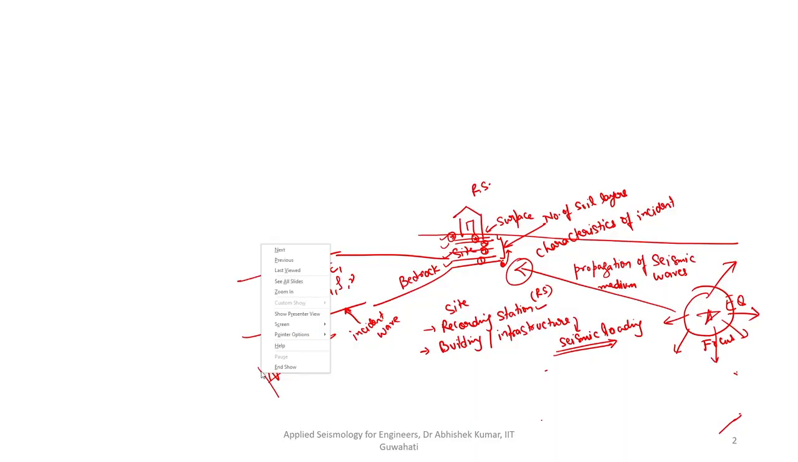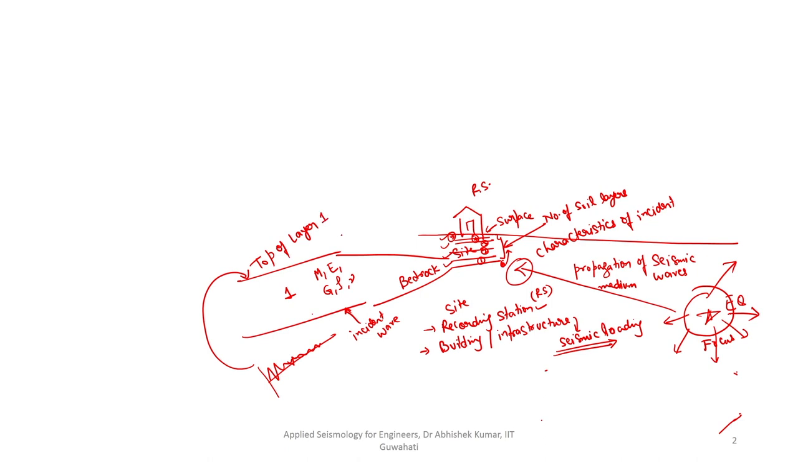As a result, when this particular motion will be transferred from here to the top of the layer, top of layer 1, remember this is not the top of overall stratification, this is not the surface, this is the top of this particular soil layer. The characteristics of the motion between these two stratifications, between the bottom of the same layer and the top of the same layer, that will significantly change. So, we will discuss this particular part, which is primarily change in the frequency content, amplitude and duration, or change in ground motion characteristics.